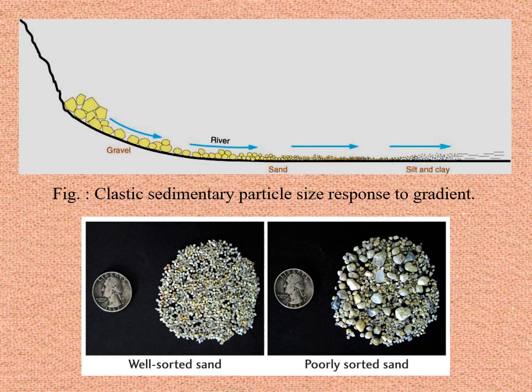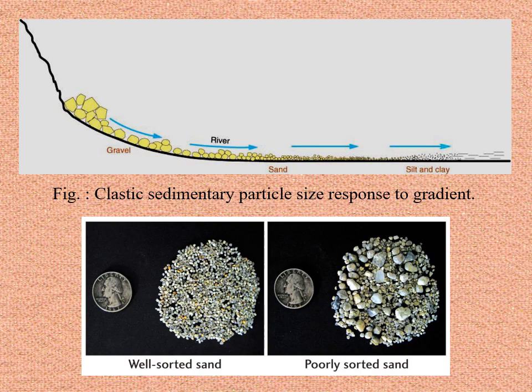But suppose the river energy condition increases, suppose a flash flood is occurring there, then the energy condition of the river is much higher. So all these larger particles in T2 time, they will carry further downstream. So above these sand or pebble grains, you will get the cobble or boulder grains. Above these silt and clay grains, you will get the sand grains. So the energy condition with time is fluctuating in that case.